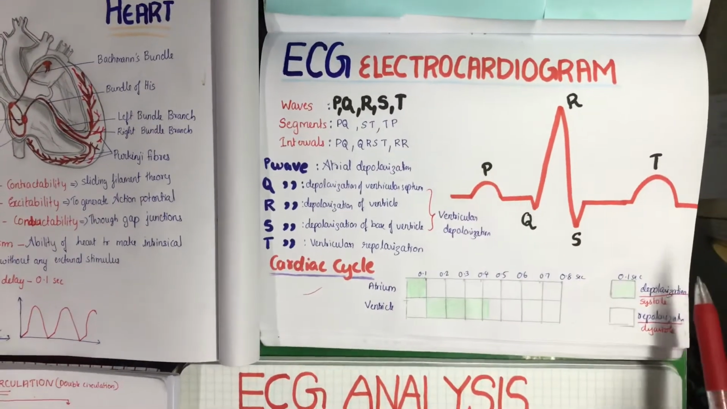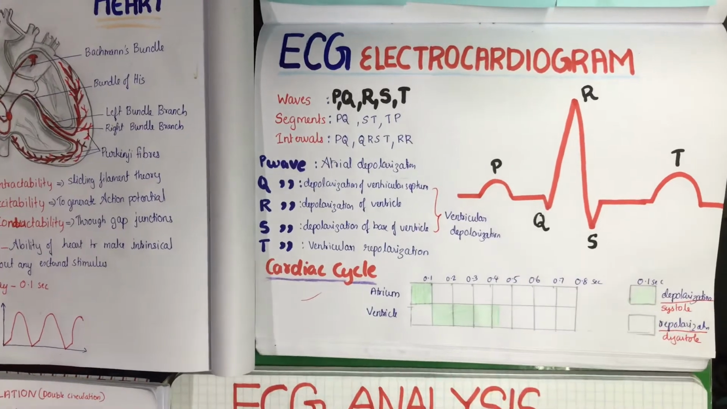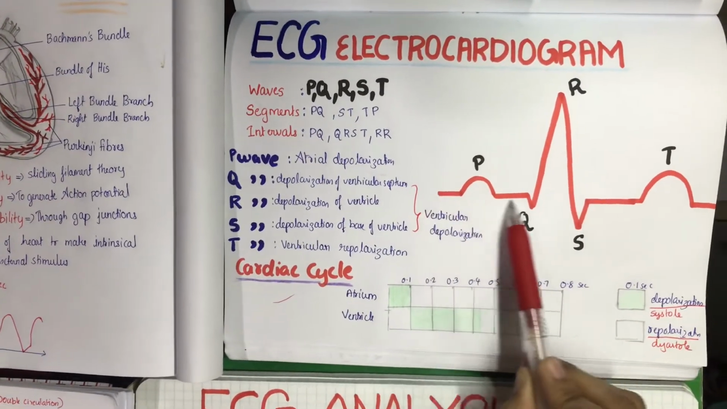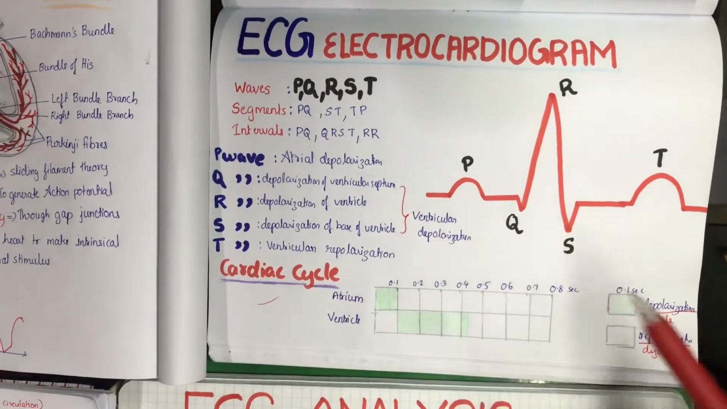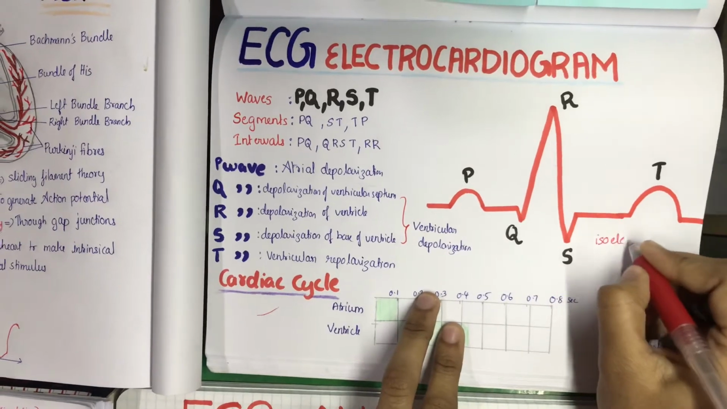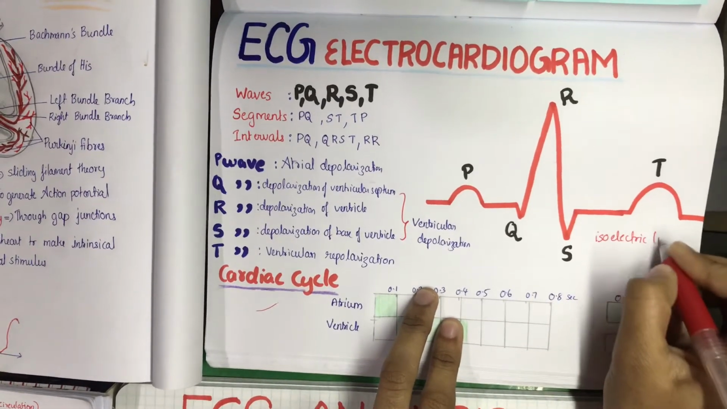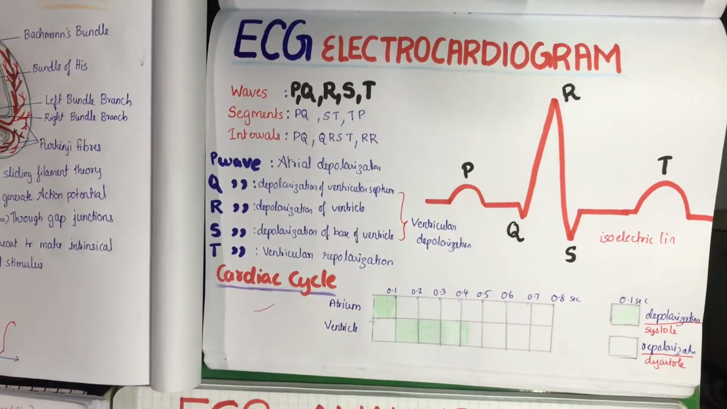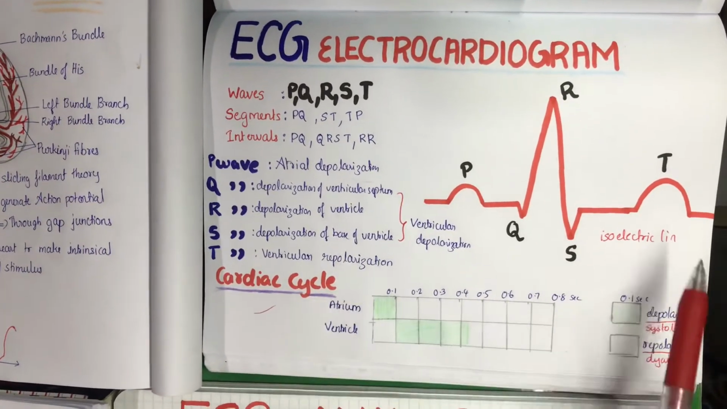Okay, and it consists of waves, segments, and intervals. So here we can see a straight line, and this line is called the isoelectric line. I'll write isoelectric line. This line doesn't have any charges, like neutral.